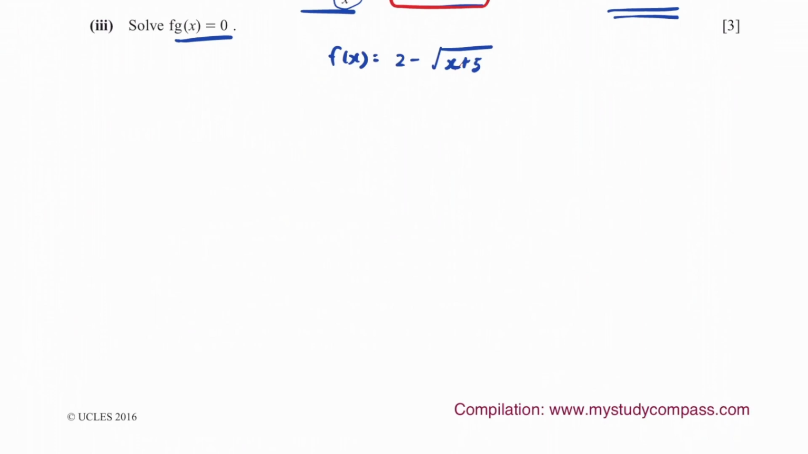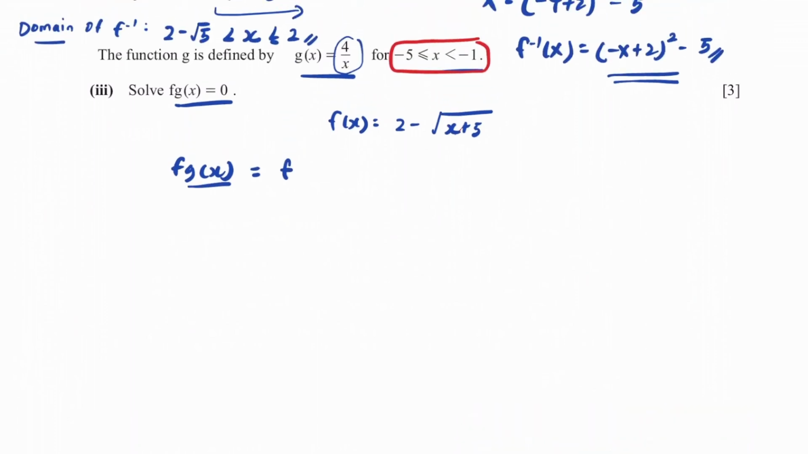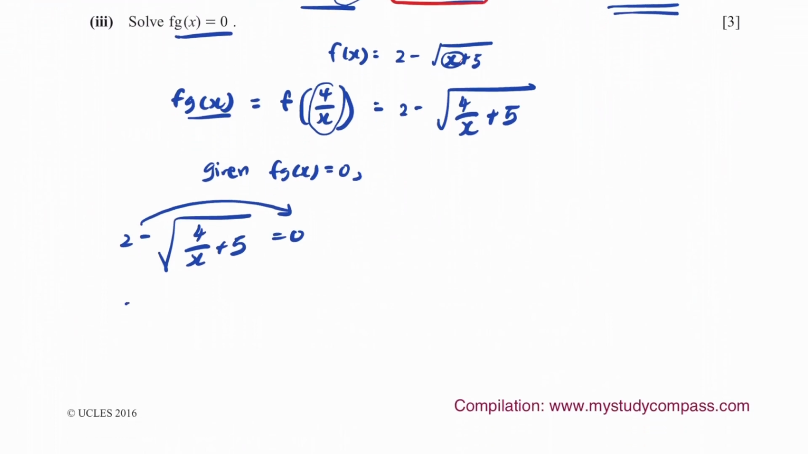So fg(x), you know that fg(x) is equal to 0. So this f of g(x) is a composite function, meaning you will be putting g(x) inside the function of f. Given that our g(x) is equal to 4 over x, just put this 4 over x inside f. So that would be 2 minus root of (4 over x plus 5). And given fg(x) is equal to 0, so 2 minus root of (4 over x plus 5) is equal to 0. Then move over to the other side, it will be minus 2.